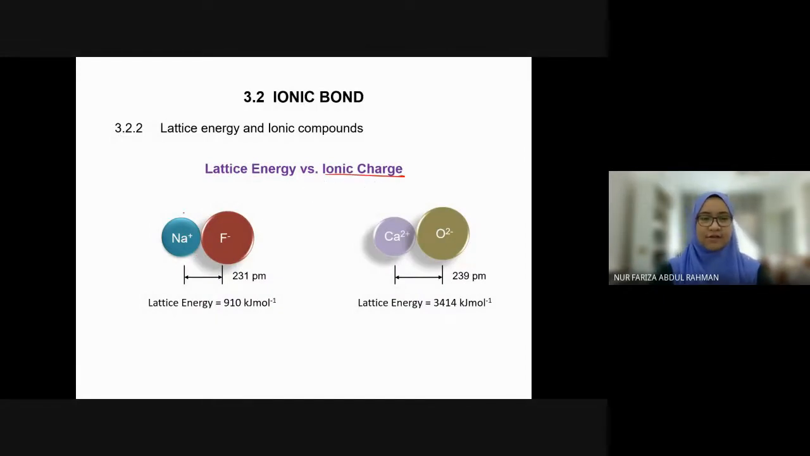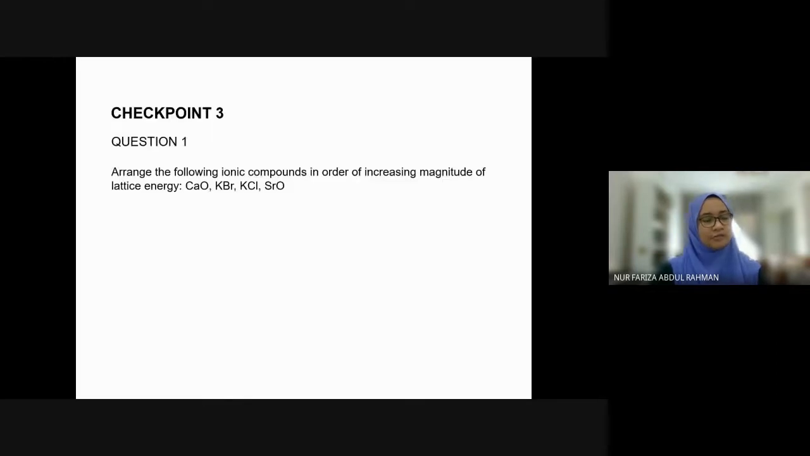Okay. This is in terms of ionic charge. Like I said just now, this is +1 dengan -1. This is +2 dengan -2. So this one, as you can see, nampak tak? The energy is much higher compared to this one. Alright, so we are done with that.